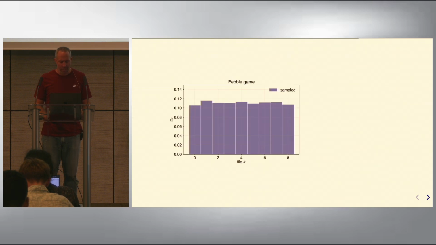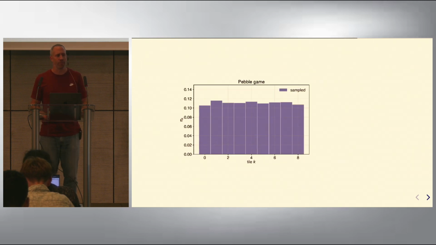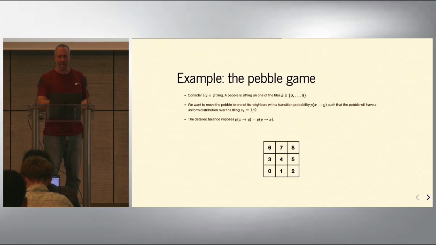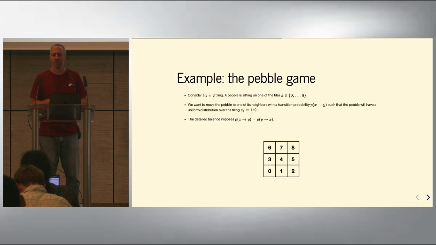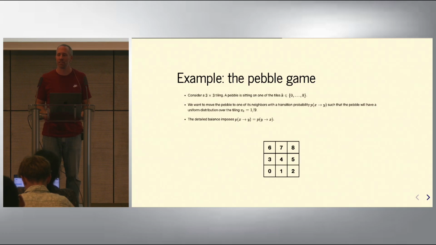Okay? So do you think that if I try to generalize the pebble game and have a non-uniform distribution, like having one probability for even numbers and another probability for odd numbers, this is easy to do? This is a very small modification of the pebble game. Do you see a way to do this easily?